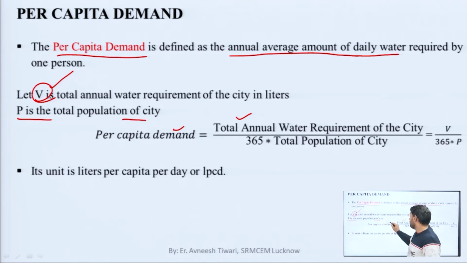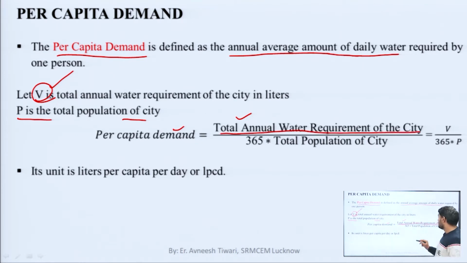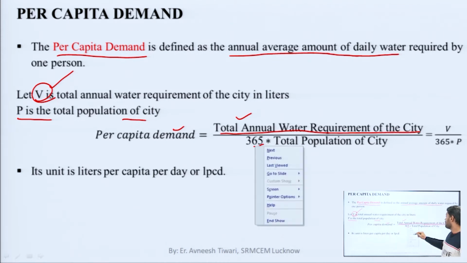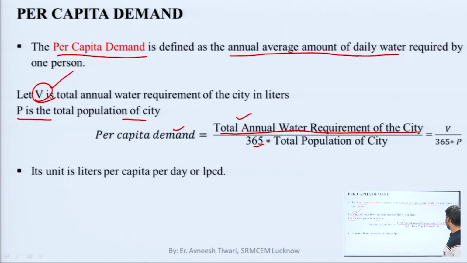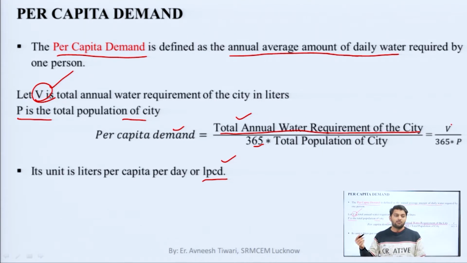So per capita demand will be what? Total amount of water required divided by 365 into total population of the city. So per capita demand will be V divided by 365 into P. And what will be its units? Its unit is liter per capita per day, or we can also say LPCD. So in short form, we always notice that per capita demand is mentioned as 150, 450 or 10 LPCD. So that is liter per capita per day.